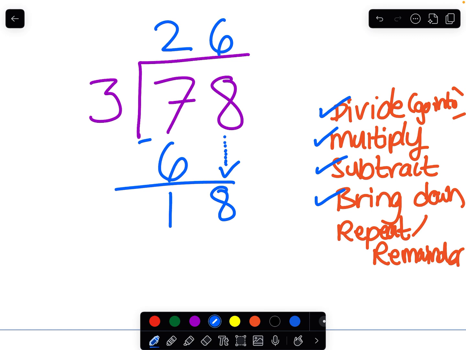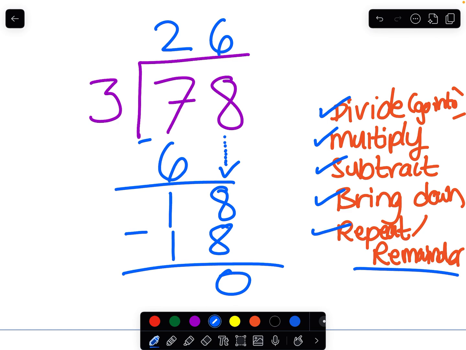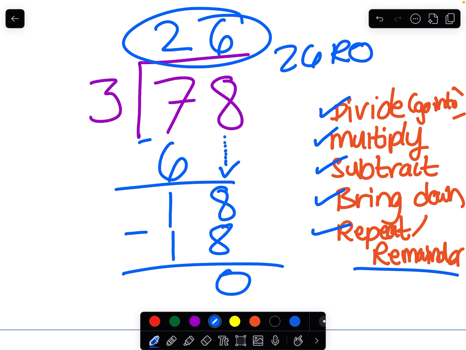So we do now this. 3 times 6 is 18, subtract, 0. Repeat or remainder, well, we don't have a remainder. We don't need to repeat the process. The answer is just a simple 26. Sometimes students write 26 remainder 0, but if there's no remainder, it's fine just to write 26.